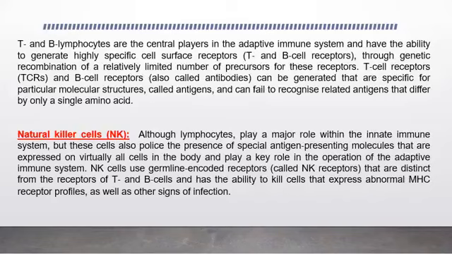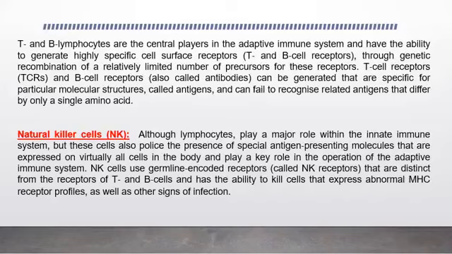Well, the T cells and the B lymphocytes are central players in the adaptive immune system, and they have the ability to generate highly specific cell surface receptors. Both the T cells and the B cells have different receptors on the cell surface. These receptors have co-receptors on their cell surface that bind the MHC molecules and provide additional strength to the bond between the T cells and the target cells.